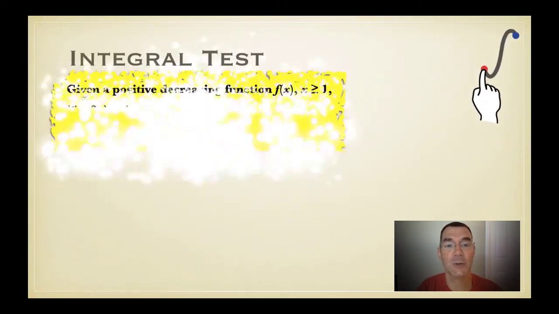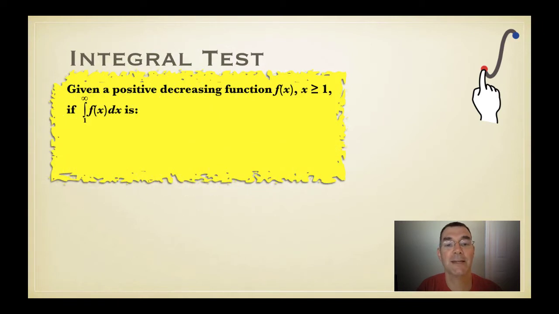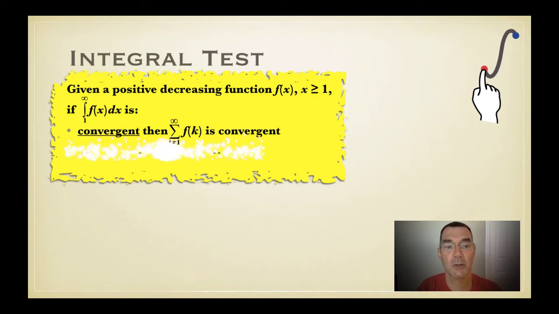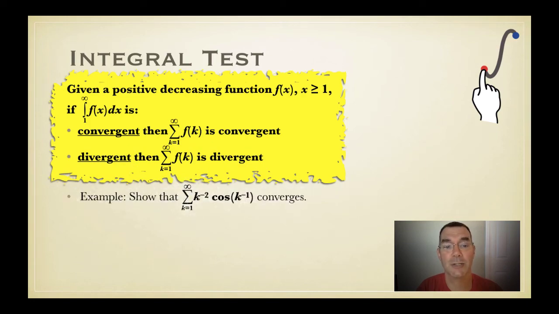Then I have the integral test. So if I have a positive decreasing function f(x), where x is greater than or equal to 1, then if the integral of f(x) converges, then the sum of those individual terms in the series is also convergent. But if the integral is divergent, then the sum is also divergent.